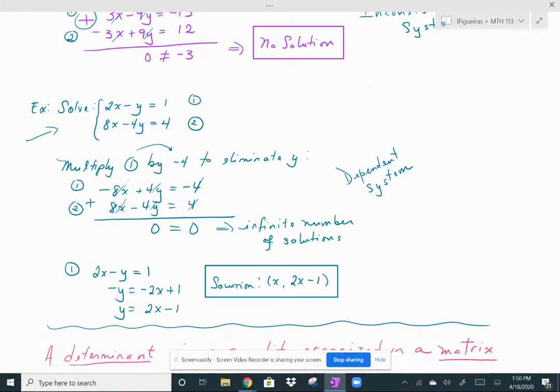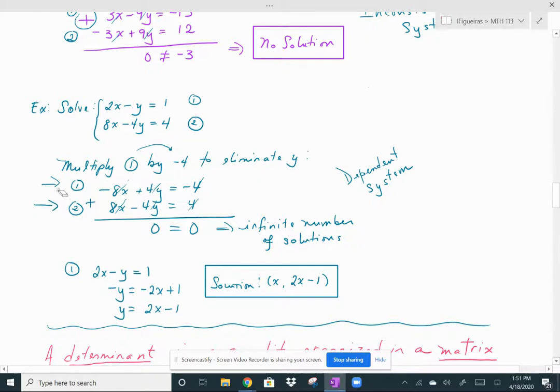Again, I'm going to use the addition method or elimination method, and I want to eliminate the y variable. So to eliminate the y variable, that means I have to multiply equation 1 by negative 4, and that's the new equation 1 that you see here below. When I multiply by negative 4, equation 1 becomes negative 8x plus 4y equals negative 4. And equation 2, I just copied down as 8x minus 4y equals 4.